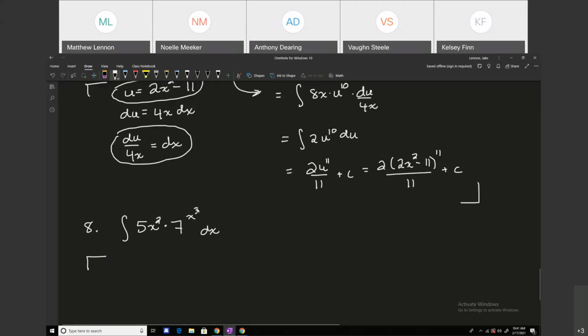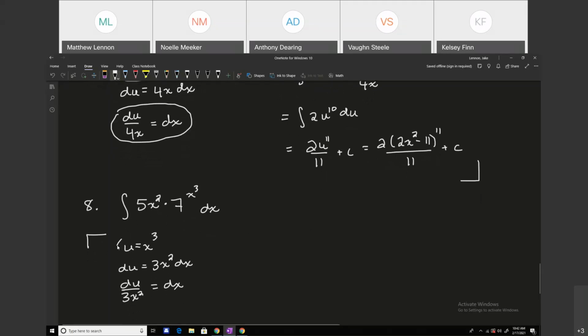Okay, so here we want to let u be that exponent. So we want to let u be x cubed, as we normally do. Then du is 3x squared dx. So du over 3x squared is the value for dx.